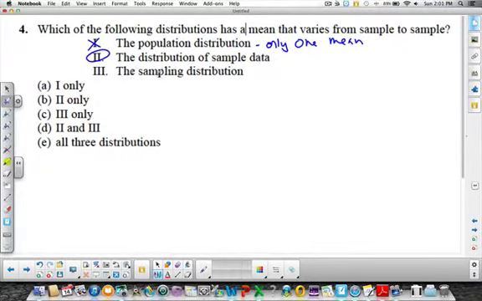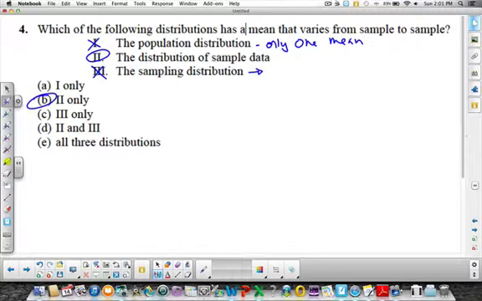And then the sampling distribution. Well, again, if I'm creating the sampling distribution from all samples, each sampling distribution is going to be the same because they're comprised of all of the different samples that are possible. So the sampling distribution looks the same. So the correct answer is B, number 2 only.